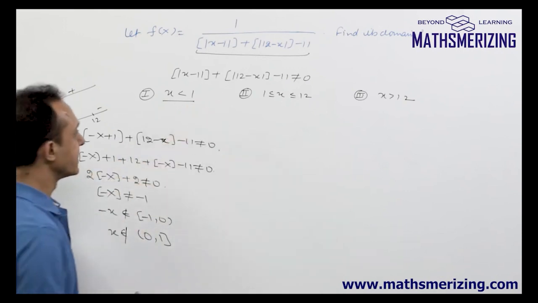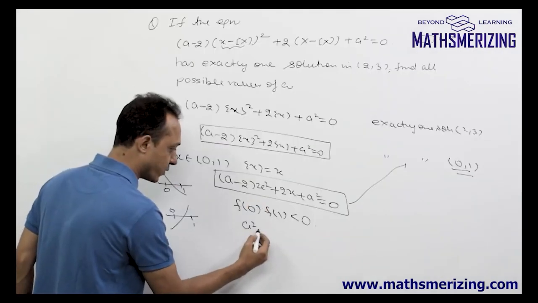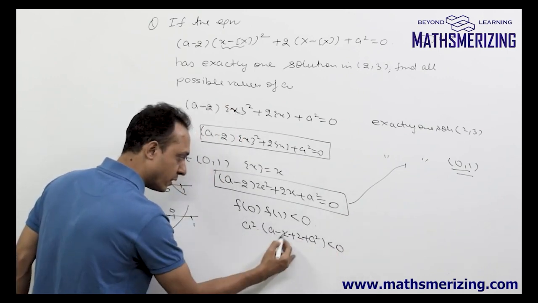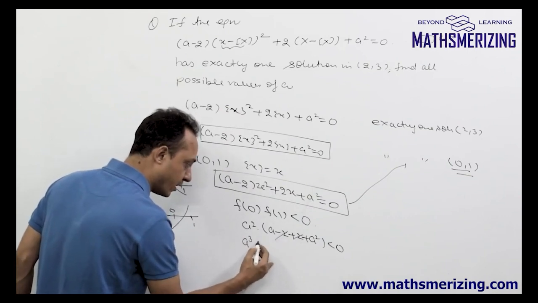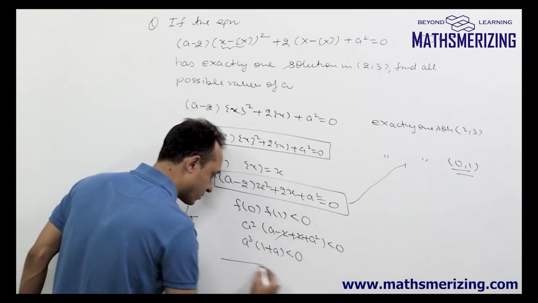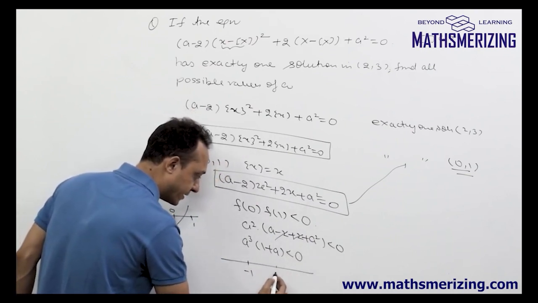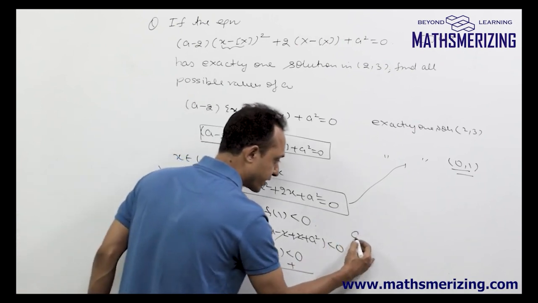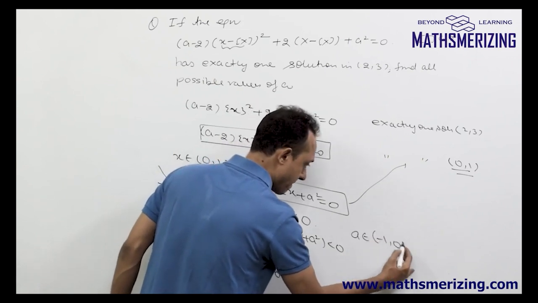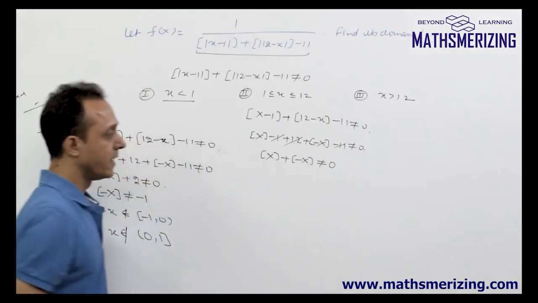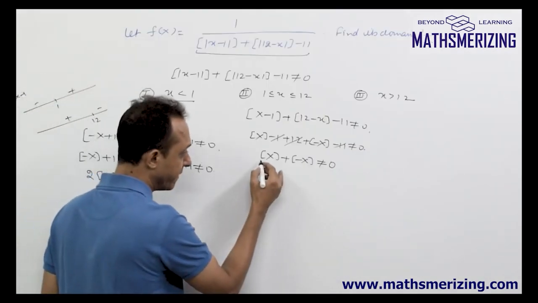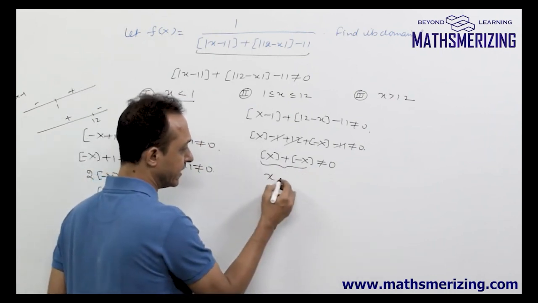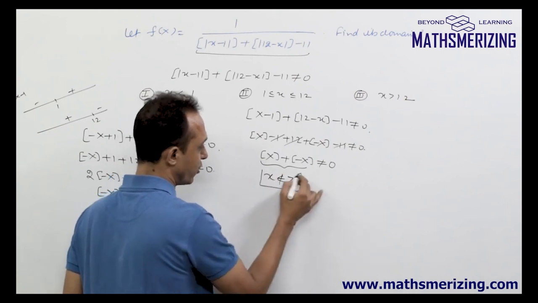Now what about the second case? Now in the second case, both of them, they are positive. So I'll write greatest integer function of x minus 1 plus greatest integer function of 12 minus x minus 11 is unequal to 0. So here I'll get greatest integer function of x minus 1 plus 12 plus greatest integer function of minus x minus 11 is unequal to 0. So here 11 and 11 will cancel. So I'll get greatest integer function of x plus greatest integer function of minus x should not be equal to 0. So I know that greatest integer function of x plus greatest integer function of minus x is 0 when x is an integer. And here it is non-zero when x is not an integer. So that means the value of x should not be an integer.